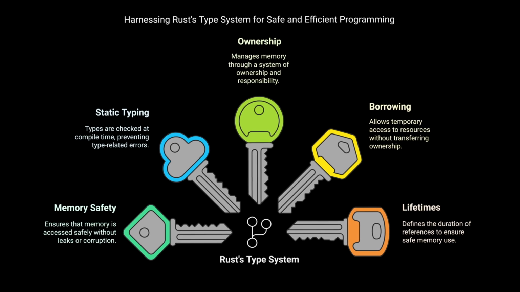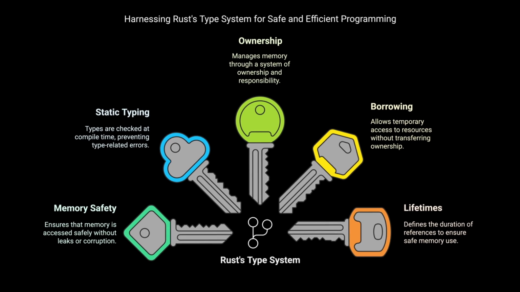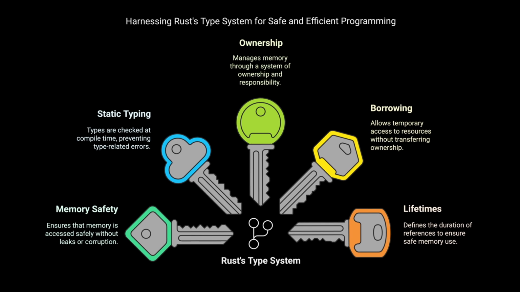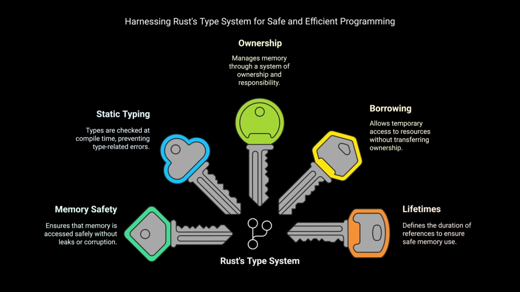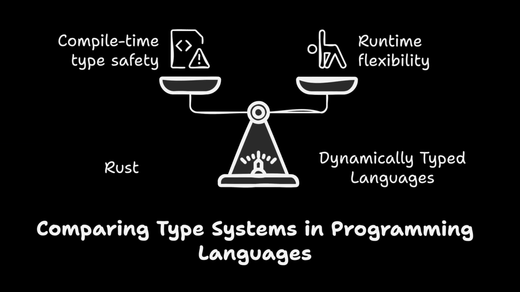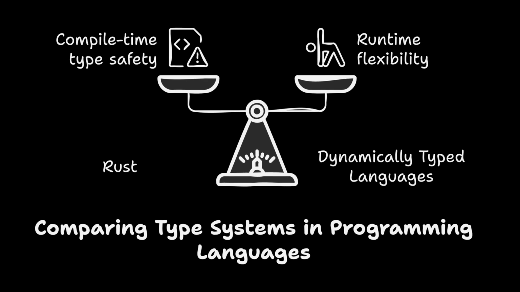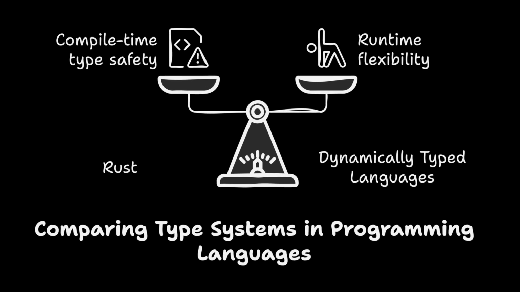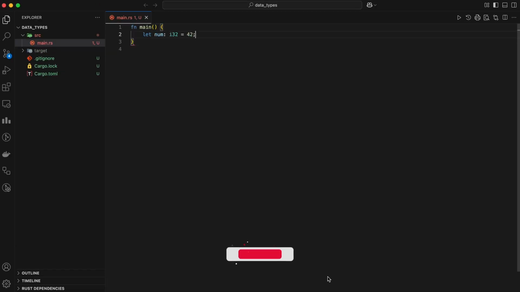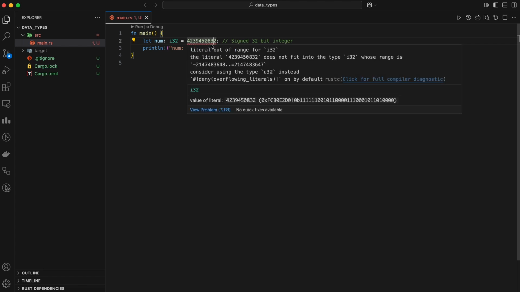Before we get into specific types, let's talk about Rust's type system in general. Rust is a statically typed language, which means that every variable has a specific data type that must be known at compile time. Unlike dynamically typed languages like Python or JavaScript, where you can change a variable's type anytime, Rust forces you to stick to one type for a variable. Why does this matter? Well, by knowing types at compile time, Rust can catch potential errors before your code even runs. That's a big deal for writing safe and efficient programs.